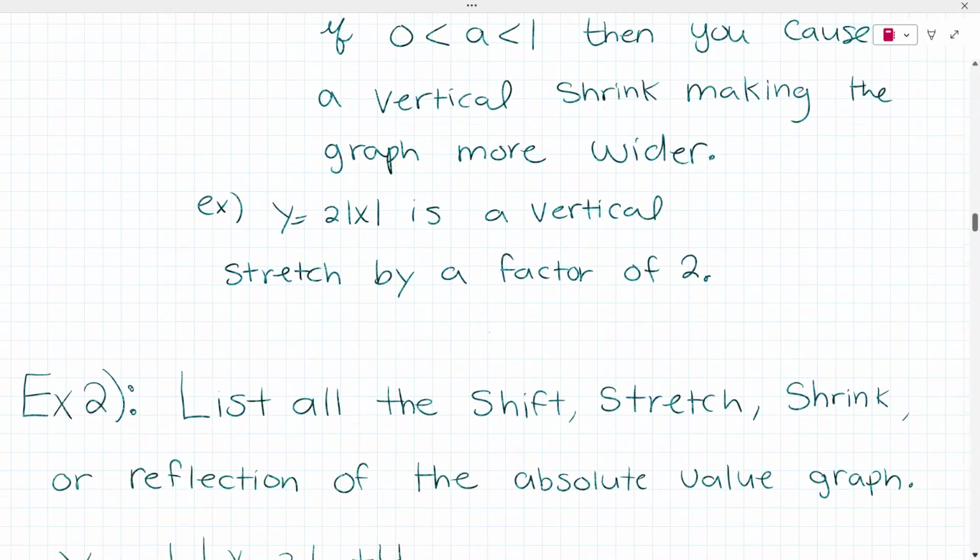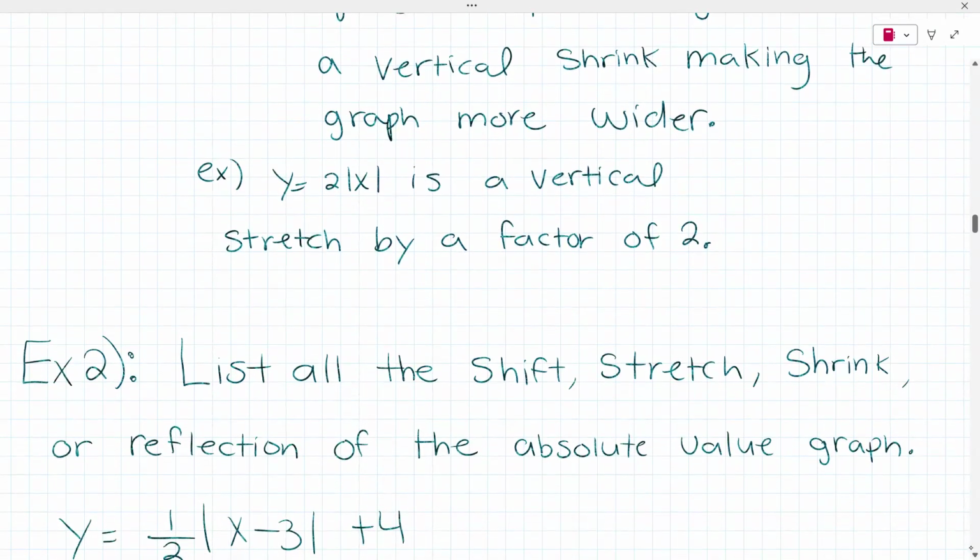So let's look at the graph y equals 2 absolute value of x. It has no shifts, but there's a 2 right here, and the a value is 2. And we said that if it's greater than 1, it's a vertical stretch by a factor of 2. Okay, so now you know.